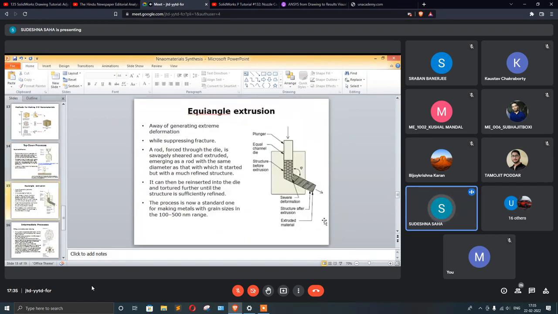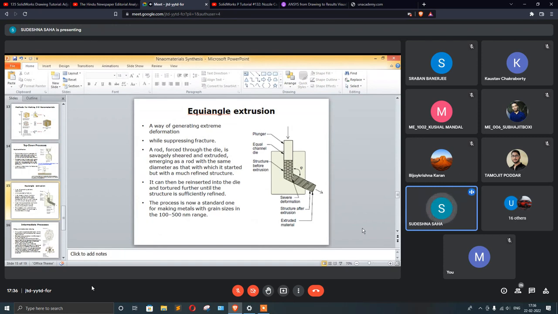I was talking about how you can create nanograins out of micrograins, and this is a classic technique of doing it, known as equal angle extrusion. This is a way of generating the extreme deformation that you can think of while suppressing fracture.